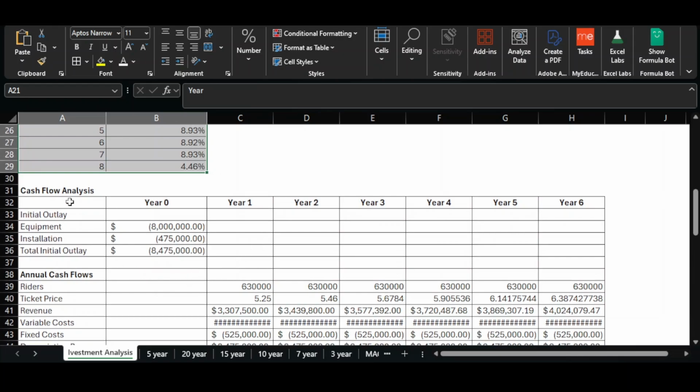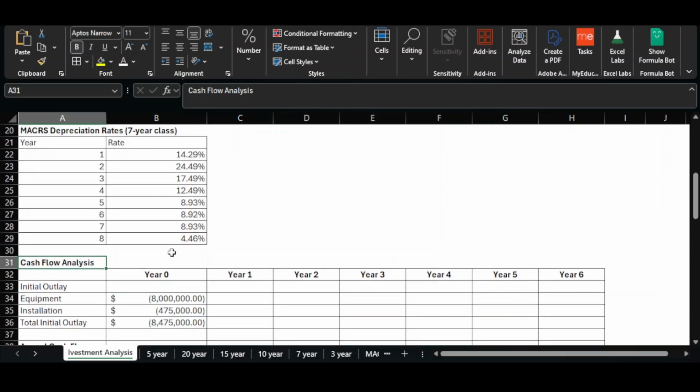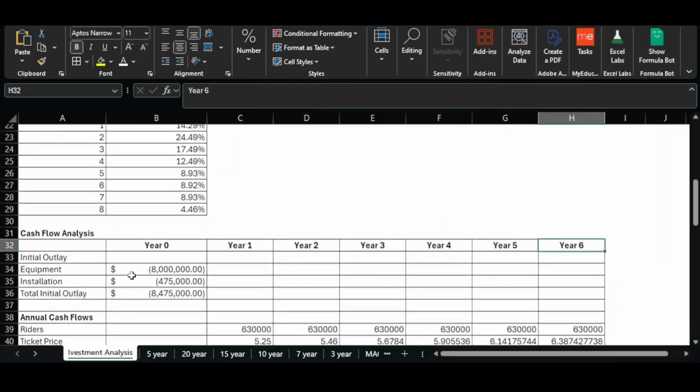Now, of course, the exercise requires a cash flow analysis. Because it's given that there's only 6 years of usable life for the equipment, you start with year 0, which is the time you purchase it. And then when 1 year has elapsed, that's represented by year 1, year 2 for the second, third, fourth, fifth, and sixth, and so on.